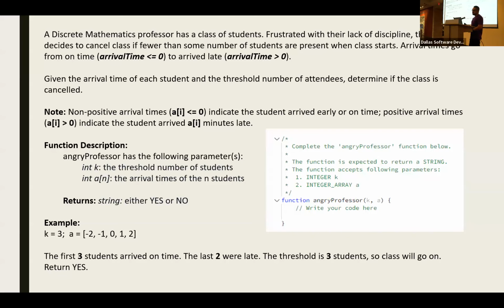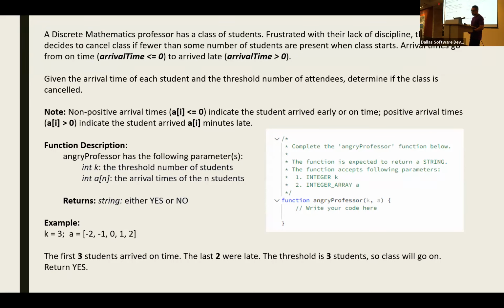I actually grabbed this problem from HackerRank, but if you look at it, let's read it from the very top. A discrete mathematics professor has a class of students. Frustrated with their lack of discipline, the professor decides to cancel class if fewer than some number of students are present when class starts. Arrival times go from less than 0 for on time to greater than 0 for late. Given the arrival time for each student and the threshold number of attendees, determine if the class is canceled. Look at this, it looks very familiar from Kathy Cobb's farm, doesn't it?